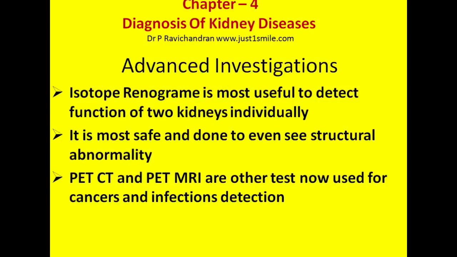There are other advanced investigations to see how much percentage of the kidney is functioning, which is called isotope renogram. A nuclear dye is injected, it goes to the kidney and the gamma camera picks up the percentage of filtration of this dye, which then gives us the value of GFR, that is glomerular filtration rate. This is very safe and can see even structural abnormality.